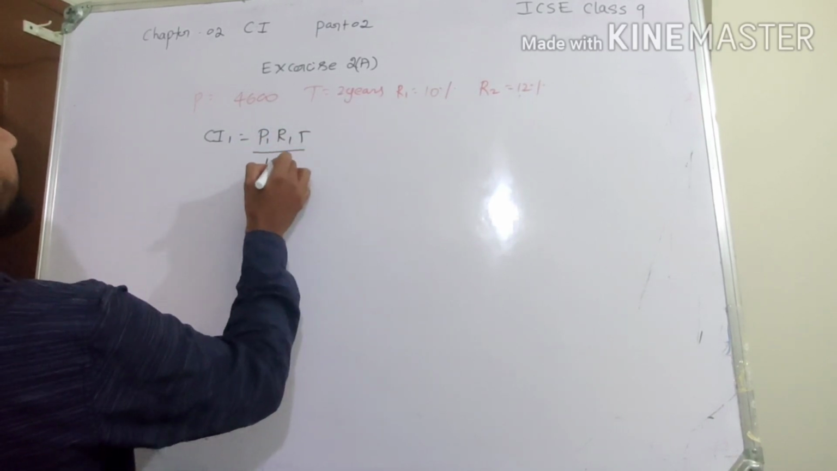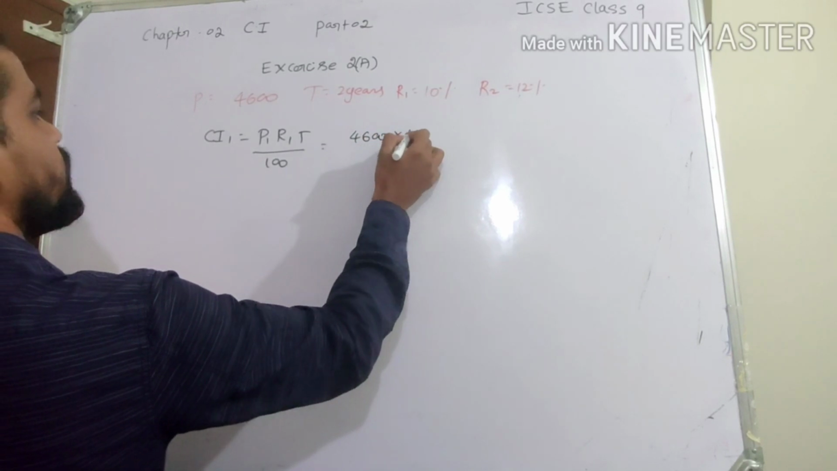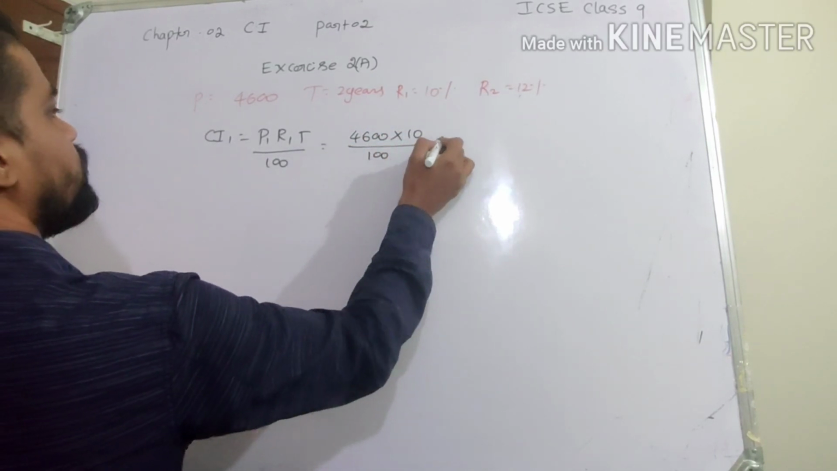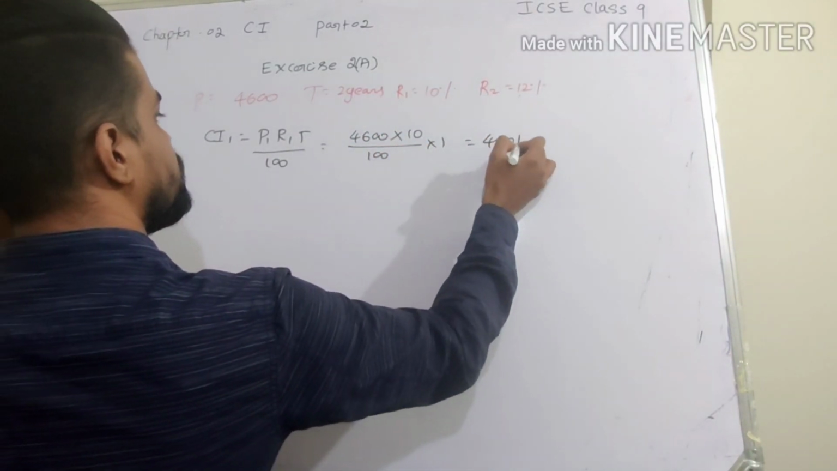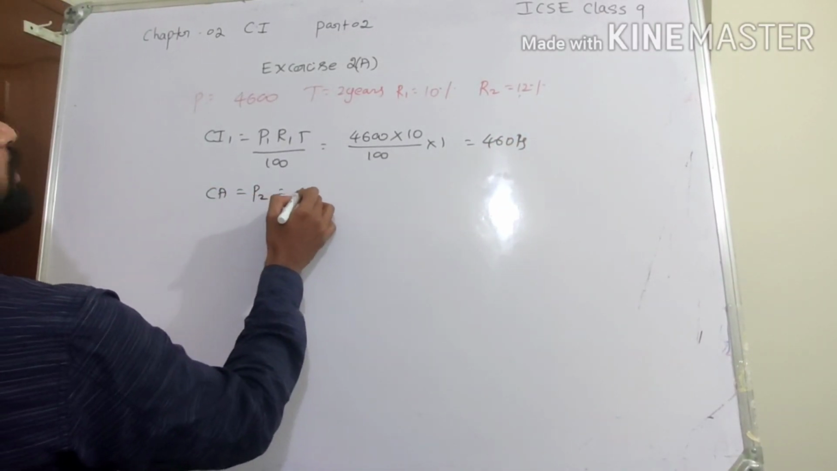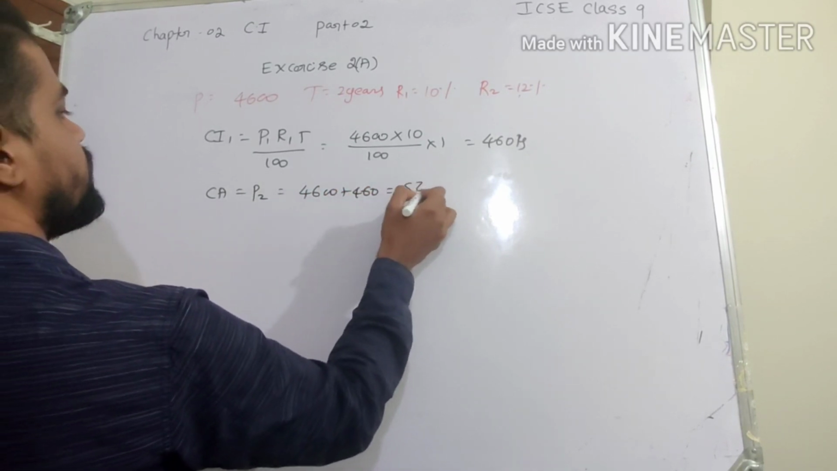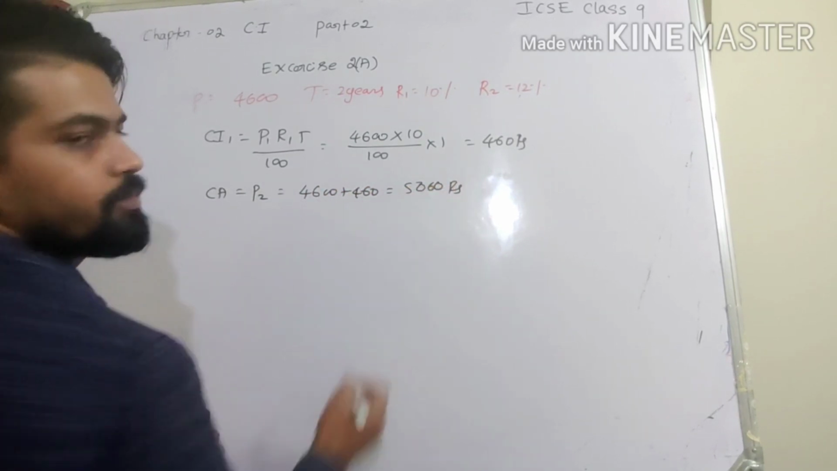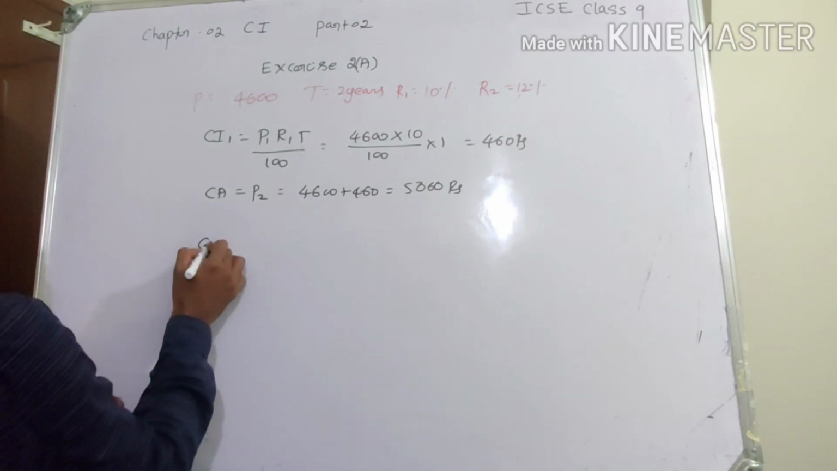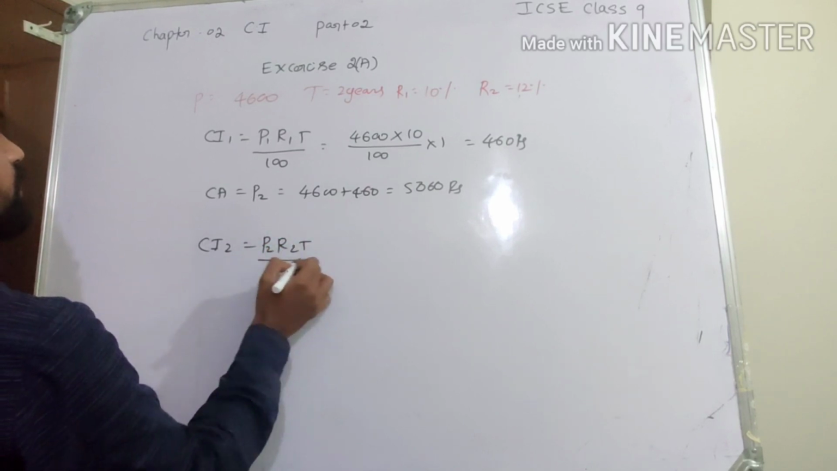So P1 R1 T by 100. P1 is 4600, R1 is 10 by 100 into 1, we end up with 460 rupees. So the compound amount as well as P2 will be 4600 plus 460, which is 5060 rupees. Getting it? Now compound interest for the second year will be P2 R2 T by 100.